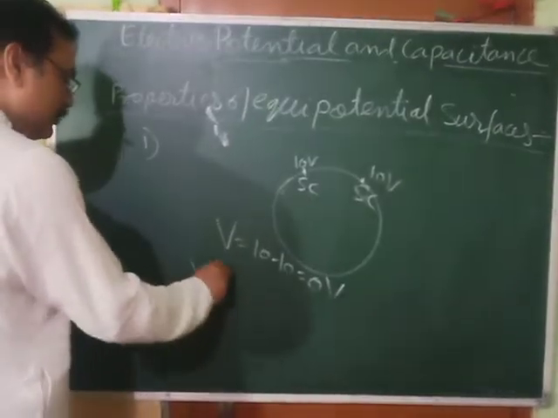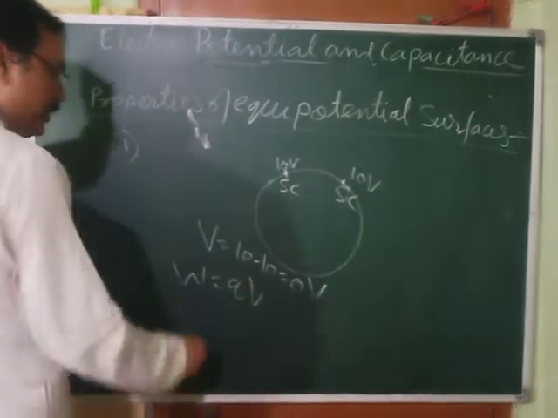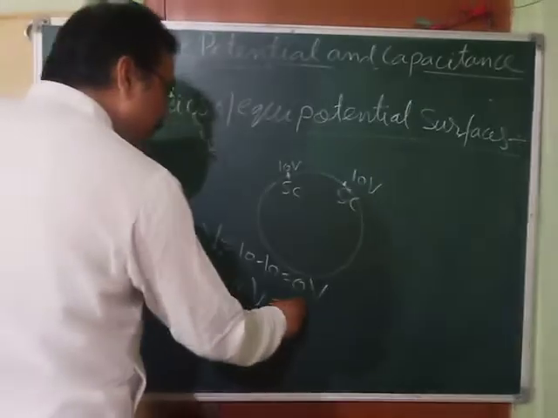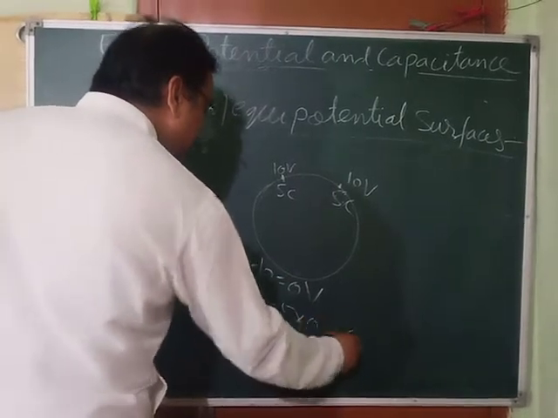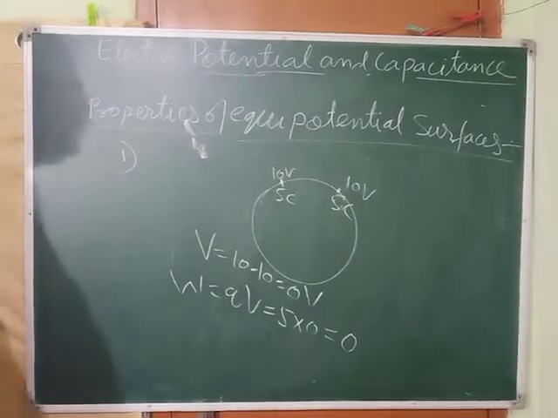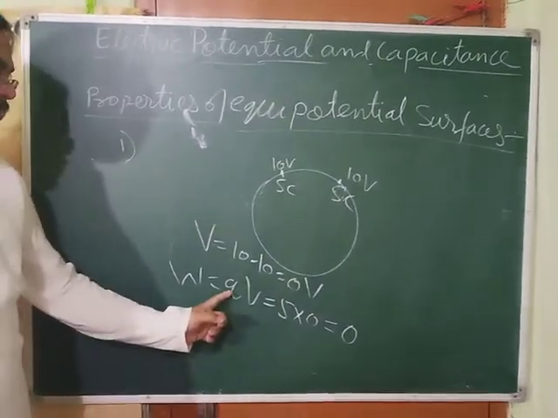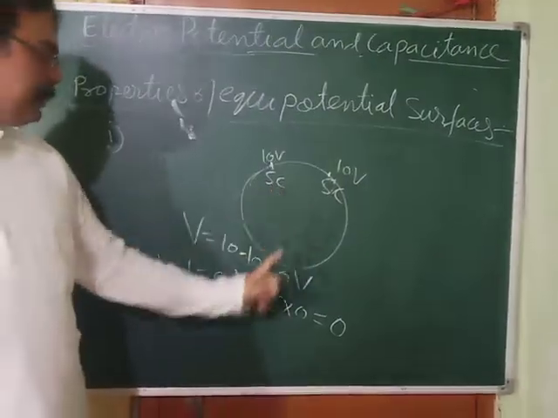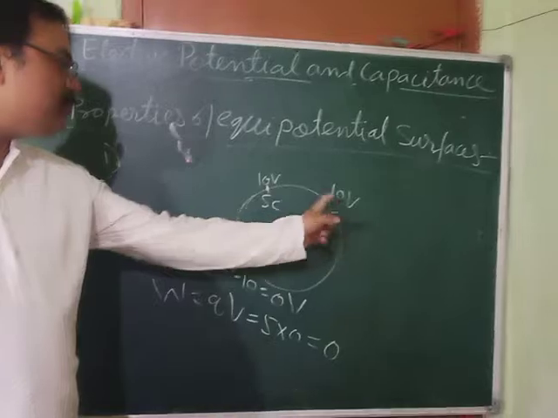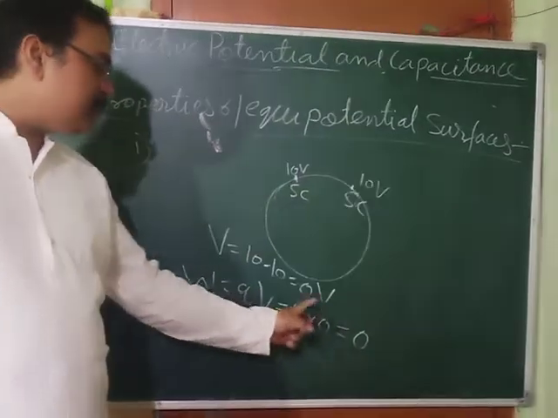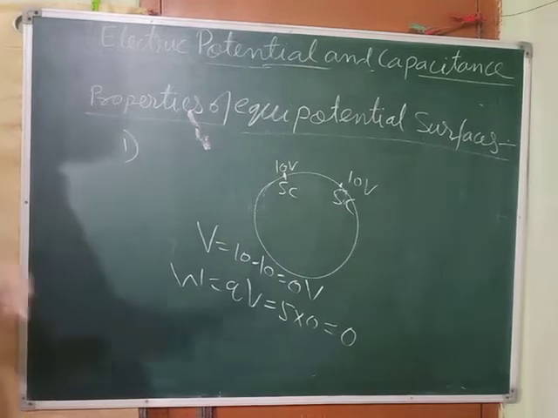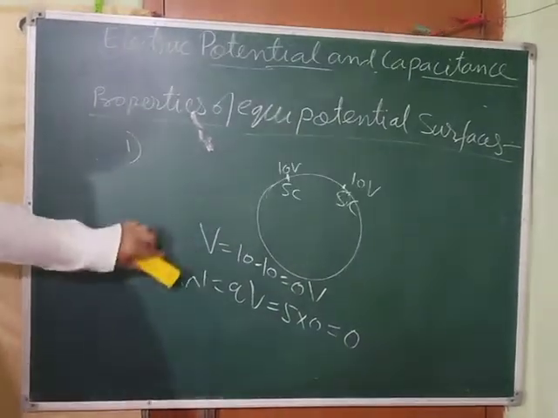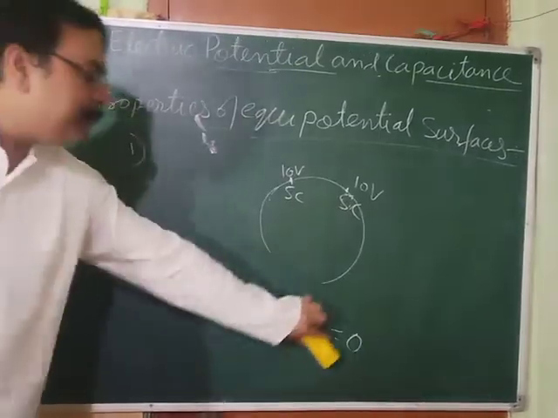Now what is the work done? You know that W is equal to Q into V, that is potential difference. So Q is 5 coulomb, and the potential difference is 0. So work done is 0. 5 into 0 is 0. So work done is 0. I think you have understood. Now we can go to the second property.